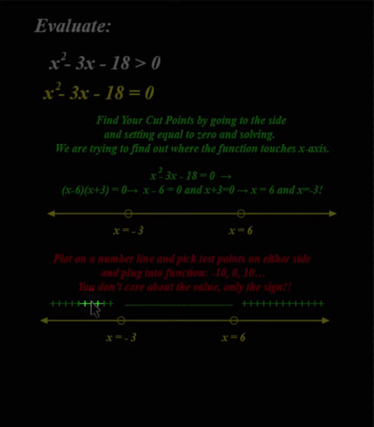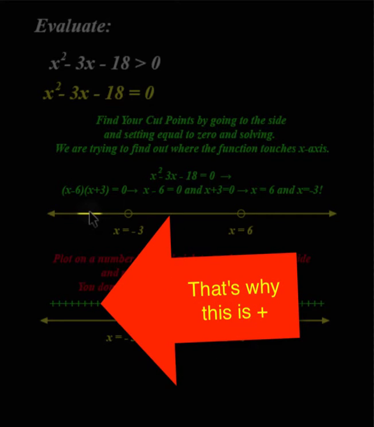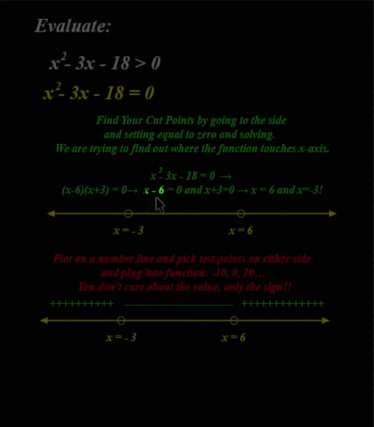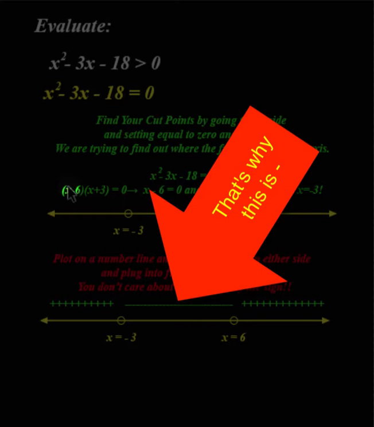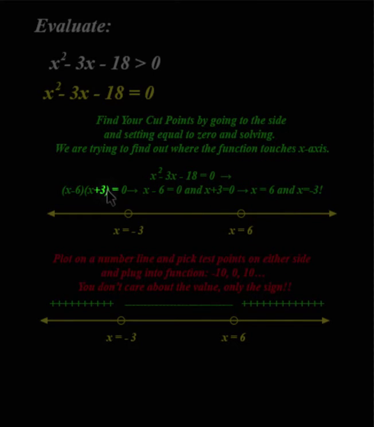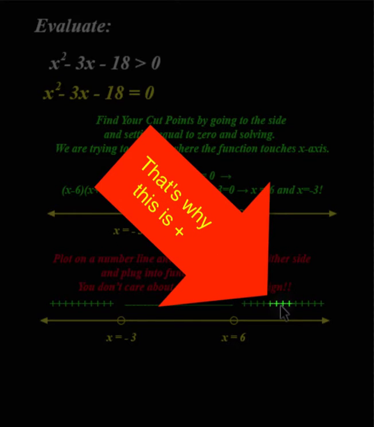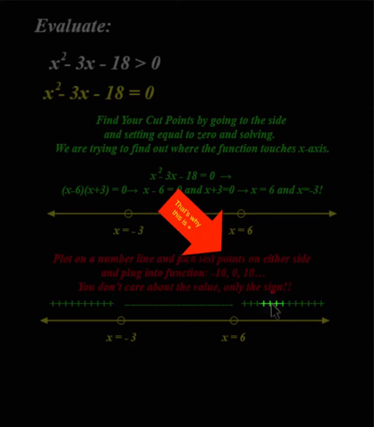Plugging in negative 10, negative 10 minus 6 is negative, negative 10 plus 3 is negative. Two negative numbers multiplied together is a positive. I don't care about the actual value. Plug in a 0, negative 6 times positive 3 is a negative number, hence the negative. And then plugging in the 10, 10 minus 6 is 4, 10 plus 3 is 13. Two positives give you a positive. All right? So what of this is important to us?